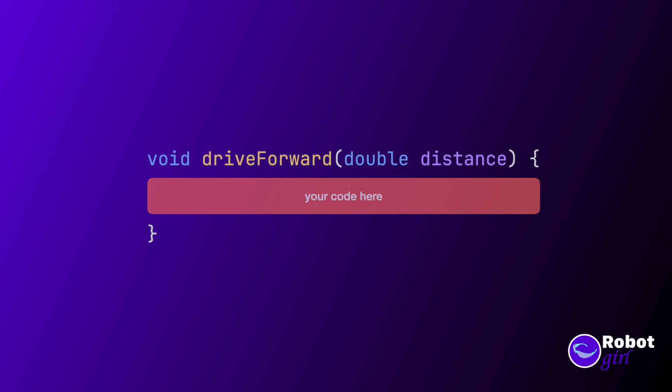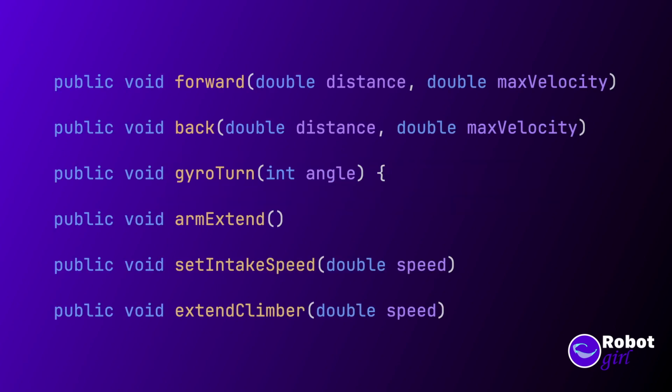Now that we know what a method is, you might be asking, when do I use them? If you find that you're tempted to copy and paste the same code in two different spots, that's probably a good time to make a method. When I was in FTC, our robot class had methods for go straight this many inches, turn left this many degrees, etc.